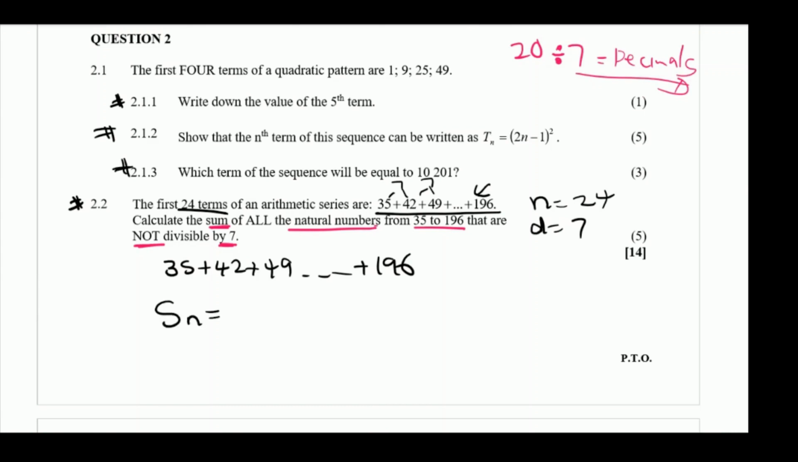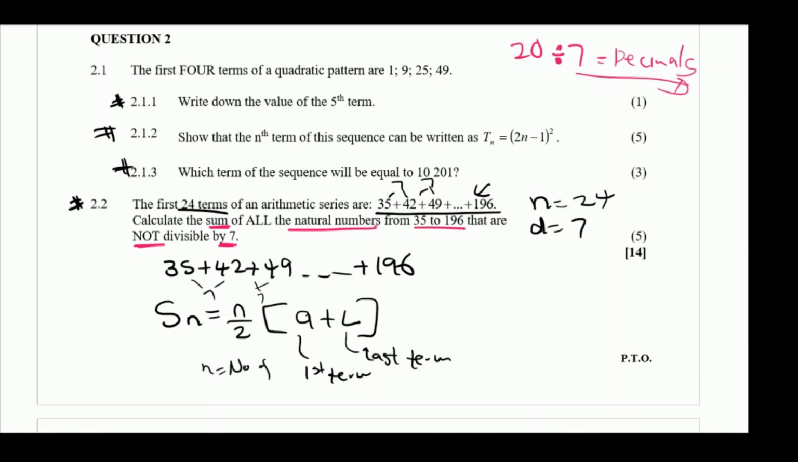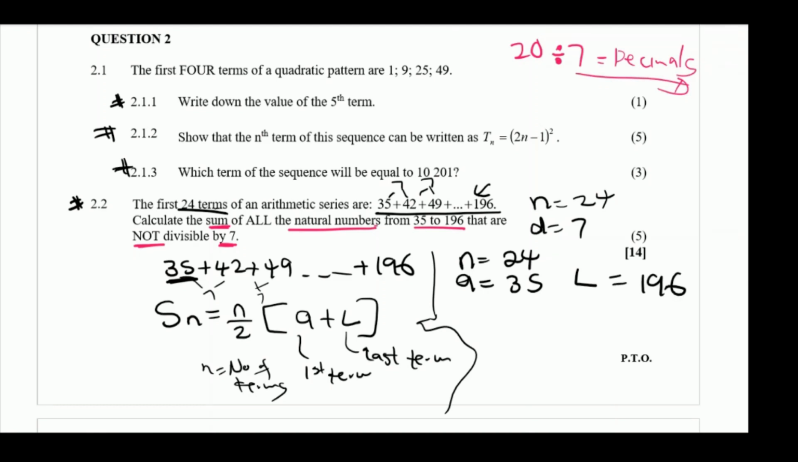So you can simply find the sum of this sequence. Since we have a constant difference of 7, meaning our d is 7, we're going to use this formula: S is n over 2 into a plus l. L means last term, a means first term, and n is the number of terms. So what is our n? We know that we have 24 terms, we were told. Our a value is 35, the first term. And our l, which is our last term, is equal to 196. We were given the last term.